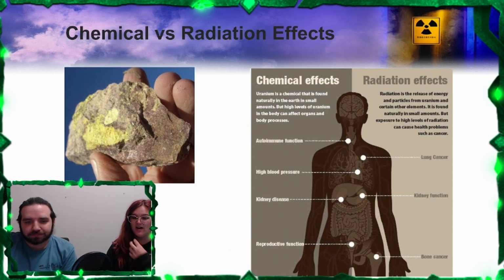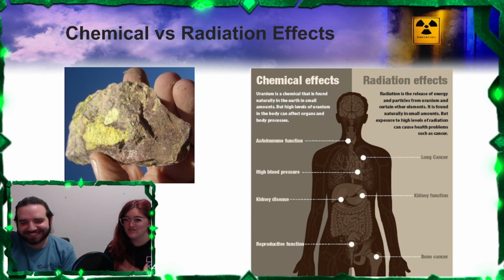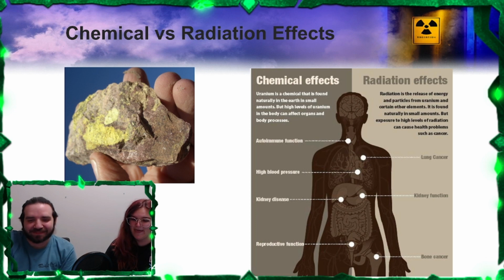So here we have someone who obviously didn't pay attention and is holding uranium with his bare hand. But here we have the chemical effects versus the radiation effects. So chemical effects, you get high blood pressure, obviously kidney disease. The kidney really takes a beating from uranium. You can also get reproductive impairment and problems. And with the radiation effects, that's where the cancers come in. So you can get again reduced kidney function, bone cancer, or lung cancer.